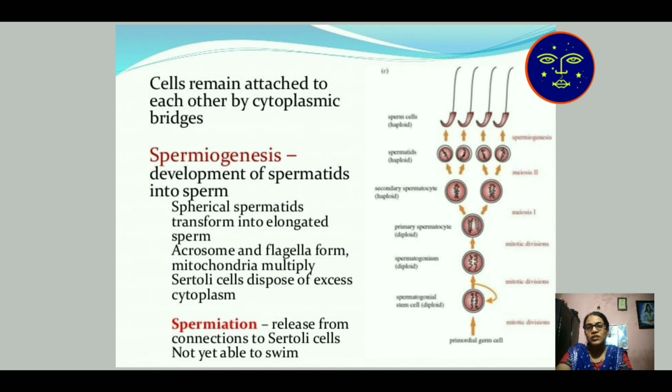But the transformation of the spherical spermatid into an elongated sperm is the process known as spermiogenesis. The acrosome and flagella form, mitochondria multiply, and the Sertoli cells dispose of the exposed excess cytoplasm. Then spermiation is the release from the connection with Sertoli cells, but the sperm are not yet able to swim. They stay for some time in the epididymis. After that the motility comes.